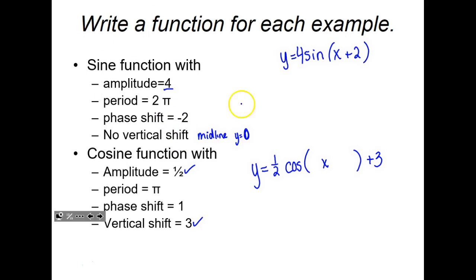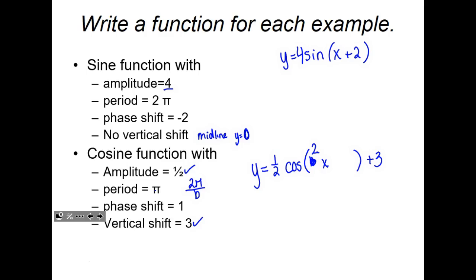Phase shift can be easy like the last problem, but in this case I think it's a little bit harder. My period should be pi. Now to find period, I have to do 2 pi over b. What number do I need to have for that b? I need to have a 2. I've got the giant eraser. We'll work on this one. I'm going to just mark it out and put a 2 there. That's kind of ugly. I'll rewrite it pretty when I finish.